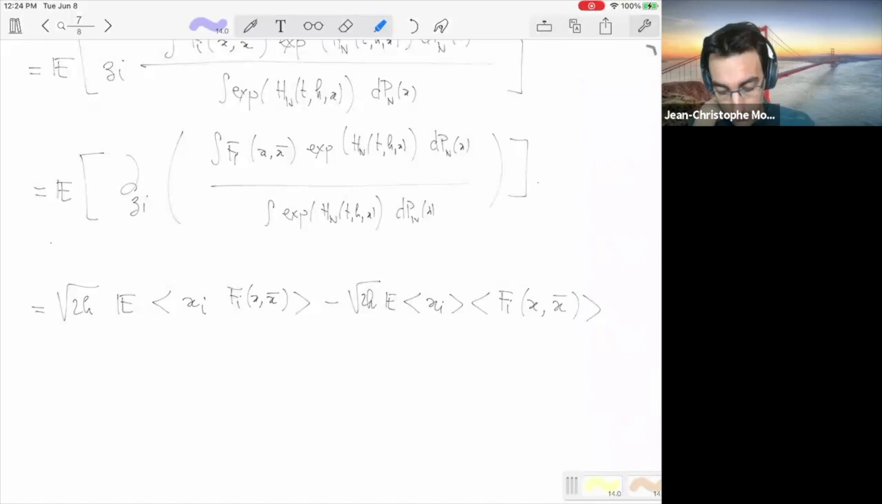And now you remember, if I want, I can rewrite this quantity as just inside one single angular bracket using this prime notation.